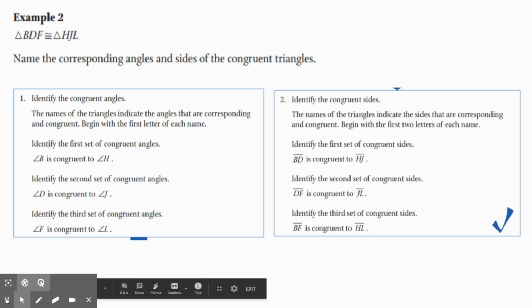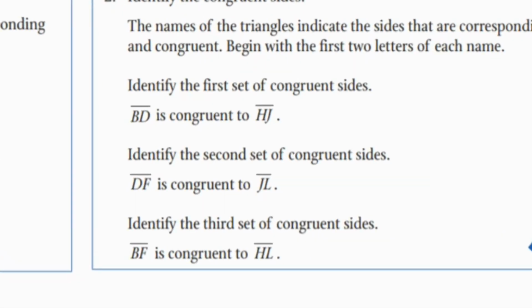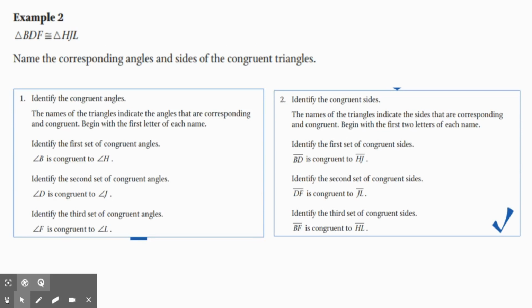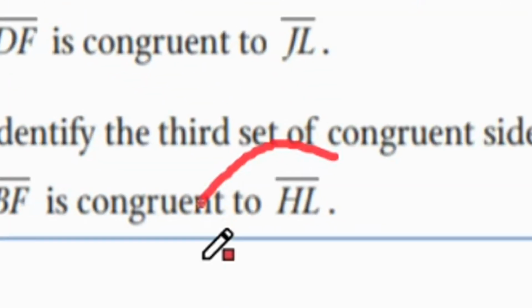Again, based off the order, we're going to say line segment BD is congruent to line segment HJ. Line segment DF is congruent to line segment JL. And line segment BF is congruent to line segment HL. I know what you're thinking. That's a lot of line segments and angles to keep track of. You're probably thinking, what the HL?